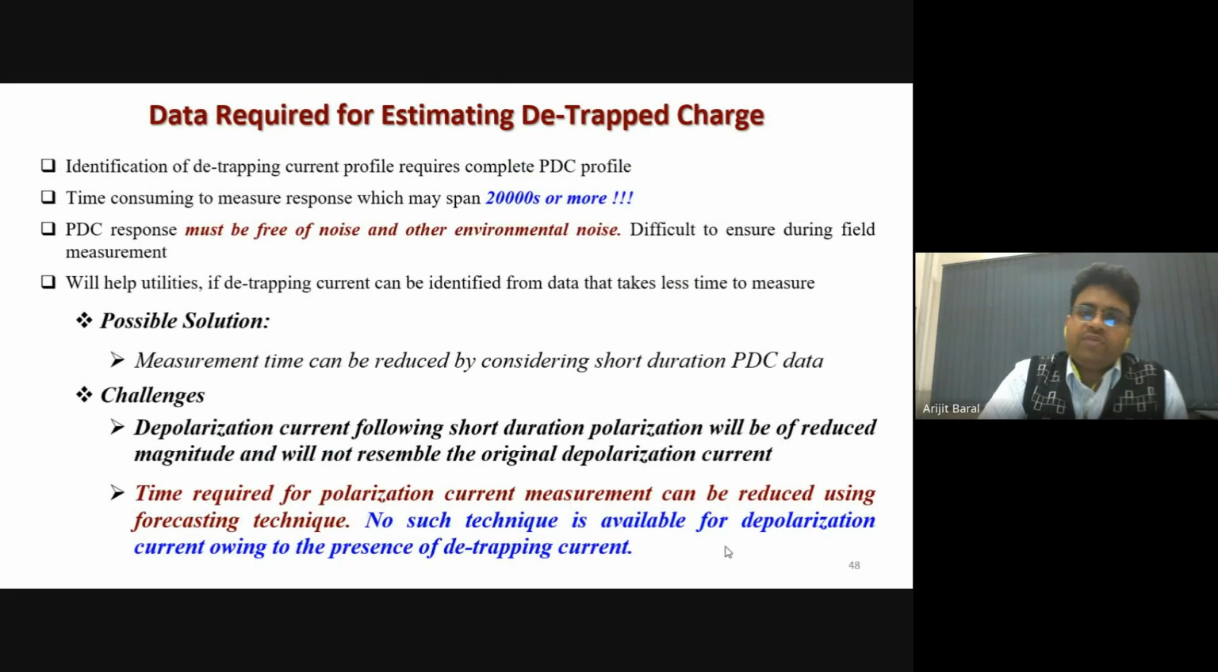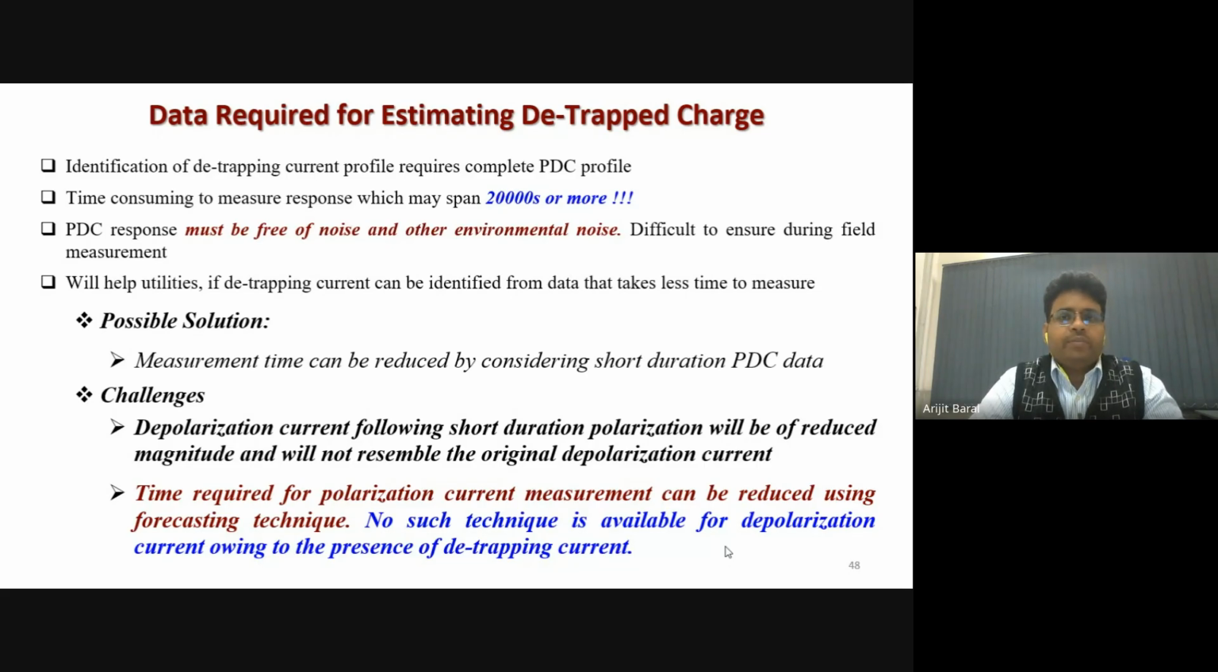So the main problem with this type of detrapping charge related analysis is that you need a measurement of 20,000 seconds or more. Until and unless you have 10,000 seconds of polarization current and 10,000 seconds of depolarization current, you won't be able to find out the detrapping current, and as a result, you won't be able to find out the paper moisture, oil moisture, and so on and so forth. Now, what is wrong with it? If you think of it from a practical point of view, a measurement carried out for 20,000 seconds is not that high of an ask.